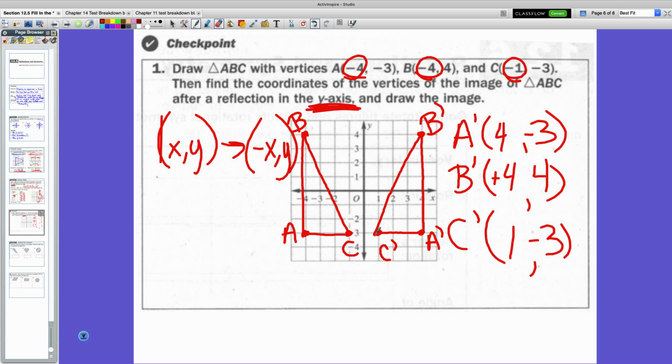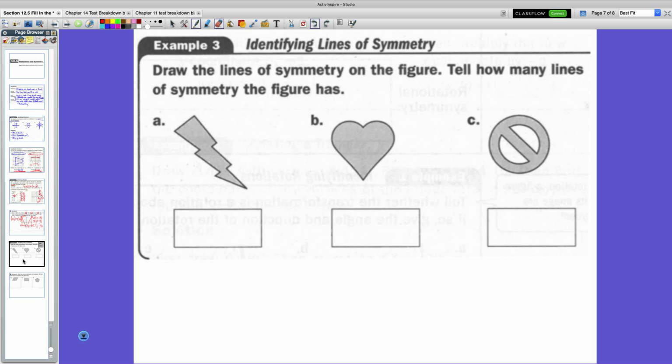All right. Last but not least, we have this concept of symmetry, lines of symmetry. So draw the lines of symmetry on the figure. Tell how many lines of symmetry the figure has. So in other words, drawing how many lines down the center of this would it line up with itself?